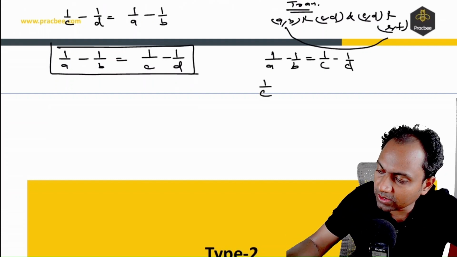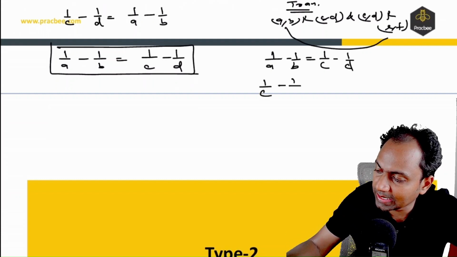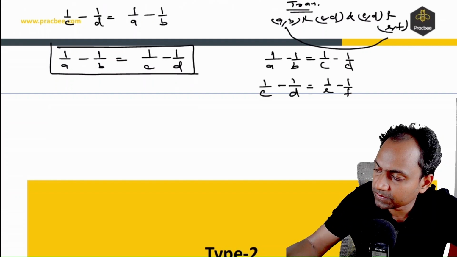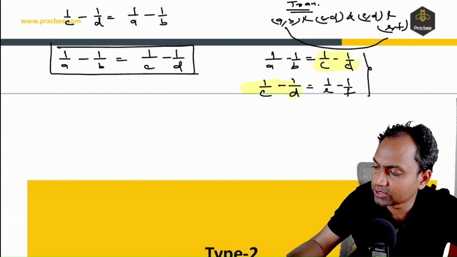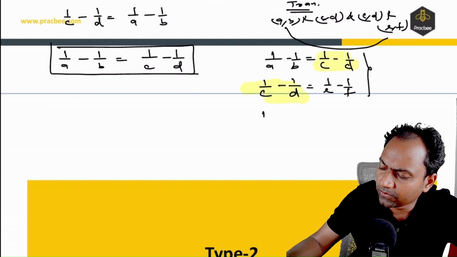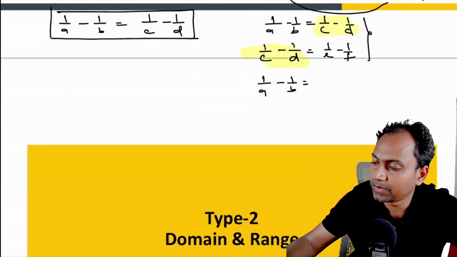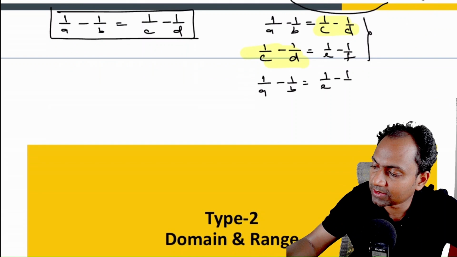If I write it for c, d and e, f: 1 by c minus 1 by d is equal to 1 by e minus 1 by f. Now our idea would be to eliminate these middle terms, and it is very simple. We can equate and write here that 1 by a minus 1 by b would be equal to nothing but 1 by e minus 1 by f.